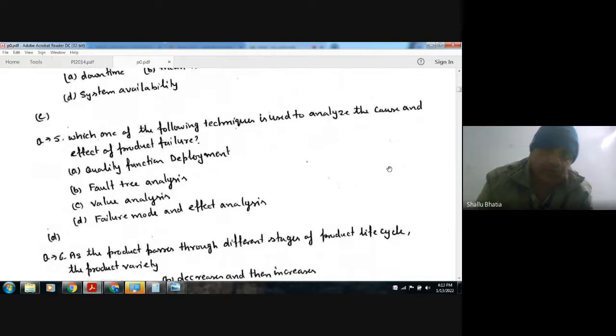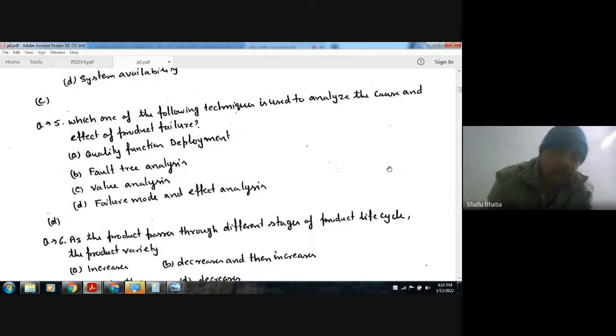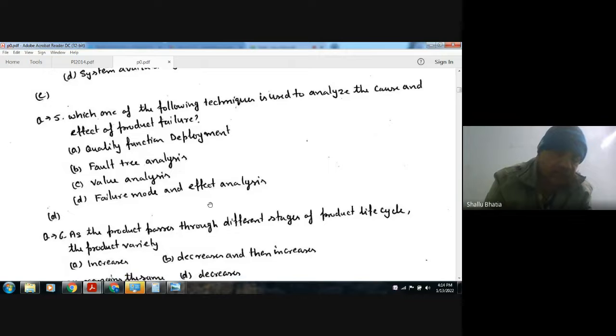Next, which one of the following techniques is used to analyze the cause and effect of product failure? Option A, quality function deployment. Option B, fault tree analysis. Option C, value analysis. D, failure mode and effect analysis. So the answer is failure mode and effect analysis. It is used to analyze product failure: how the product fails, and what the effects are.